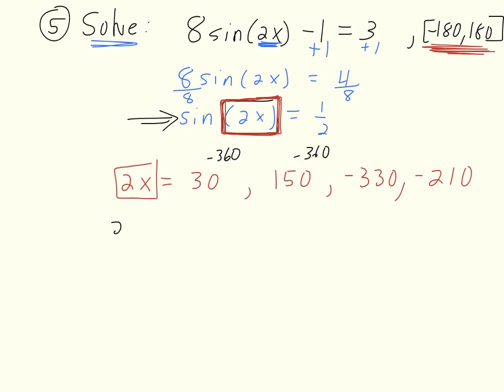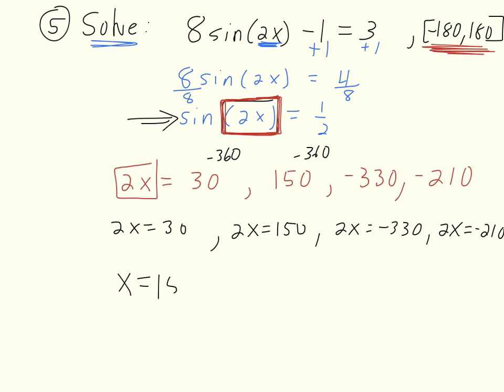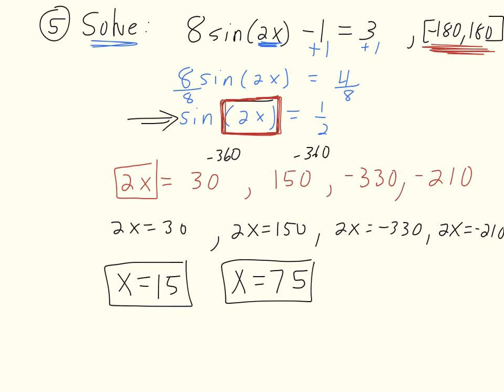So if this were your equation, for all of these, you would know to hopefully just divide by 2. So that means x would be 15. That's within my interval. x would be 75. That's within my interval. x would be negative 165. That's within my interval. And x would be negative 105.